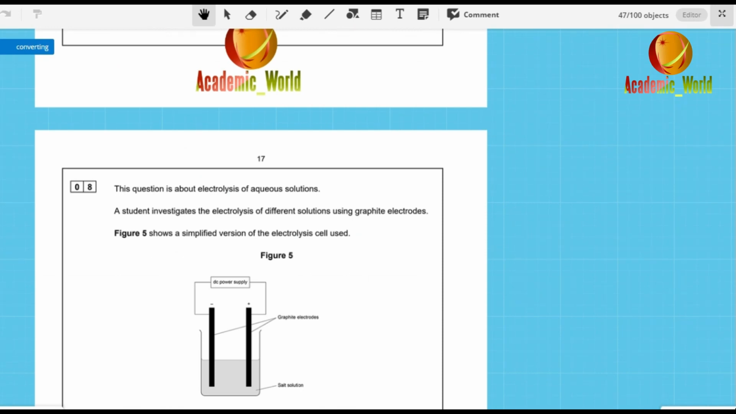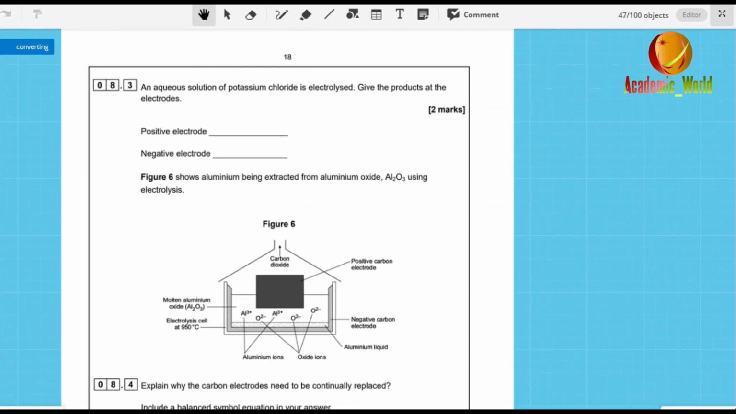And next question, an aqueous solution of potassium chloride. In the case of the positive electrode, it will make chlorine gas from the potassium chloride, while at the negative electrode, instead of potassium, it will make hydrogen gas.